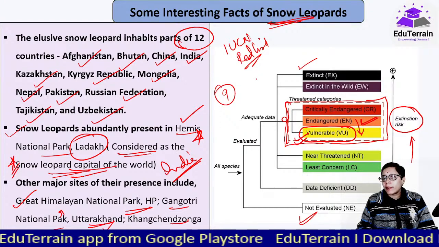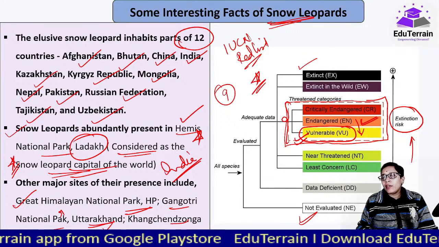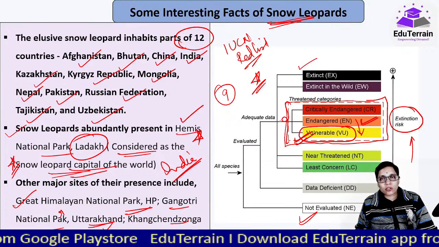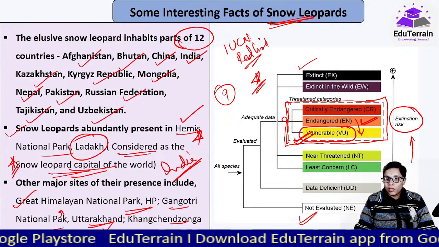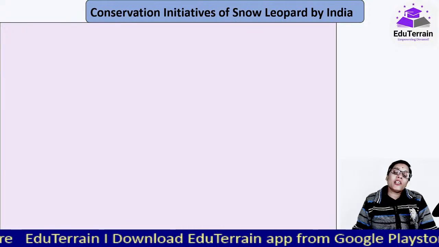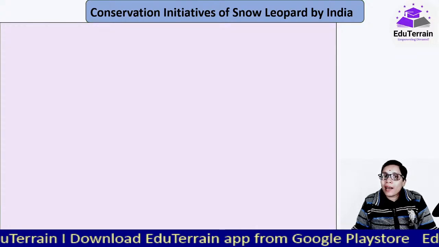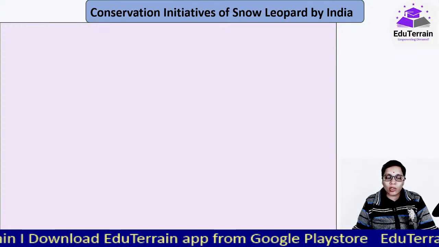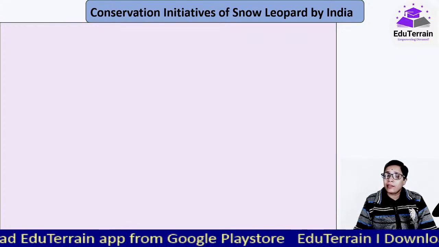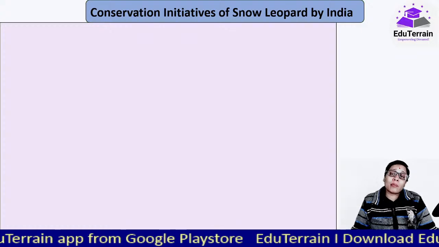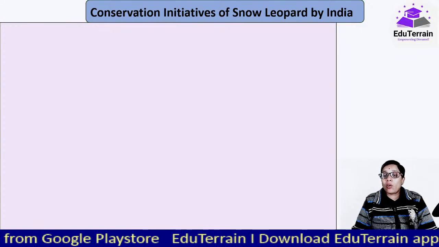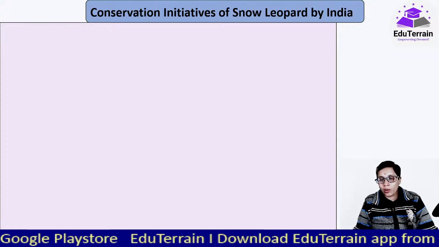Okay, important again. This would be important. Where does it fall? In the vulnerable category of the International Union for Conservation of Nature. Okay, now what are the conservation initiatives that have been taken by India for conservation of snow leopard? Let's have a quick look at that as well, because since we have been doing all this, there might be a chance questions can be asked on that as well. We have been doing assessment and all. What is the care that we are doing?